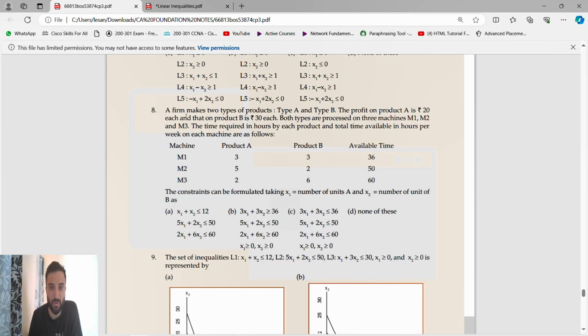Okay. Now see, a firm makes two types of product, type A and type B. The profit on product A is 20. Both types are produced on 3 machines. The time required in hours by each product, and total time available. So guys, see, total time available. What is the total time available? It means you can't take more than 3 hours, so lesser than sign. So lesser than, lesser than, lesser than. C is the option. Very easy.